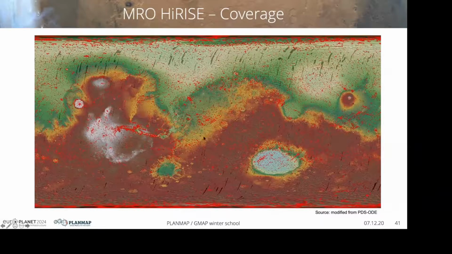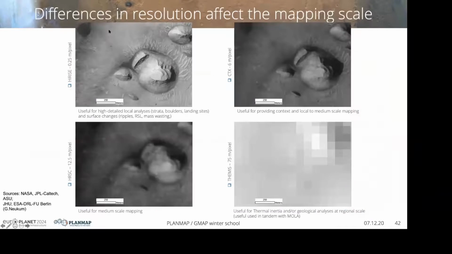Still, it's very targeted. Here is the Opportunity rover landing site, Valles Marineris, the Gale crater all around here. So this is very, very targeted. And also the files are quite heavy. So summing up, difference in resolution affects also the mapping scale. You can go super high resolution with HiRISE. So maybe you want to map the boulders because you are mapping a landing site. You want to map the small layers, small debris, the ripples on top of the dunes. This is convenient using high-res images.